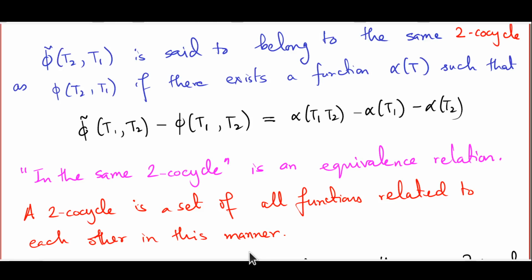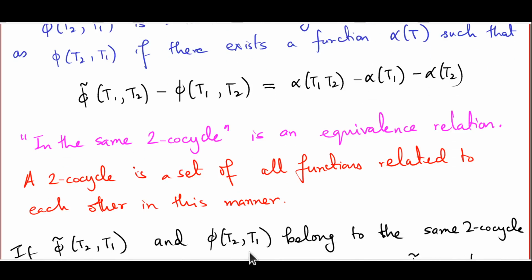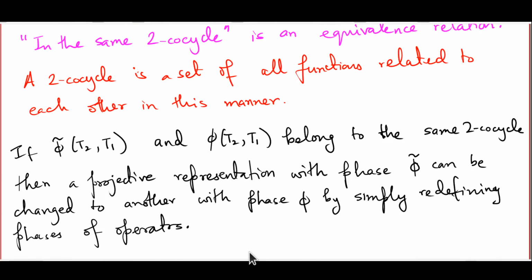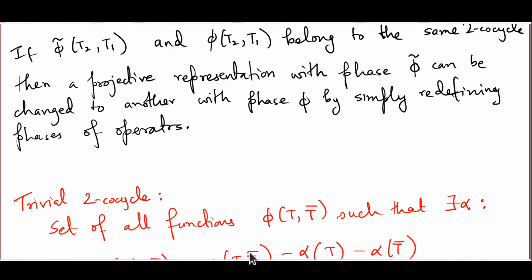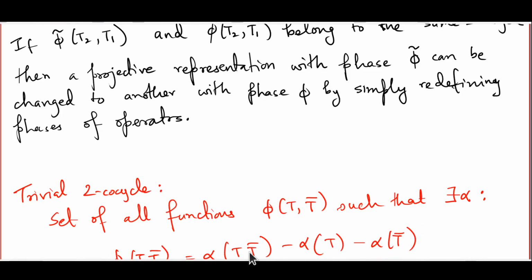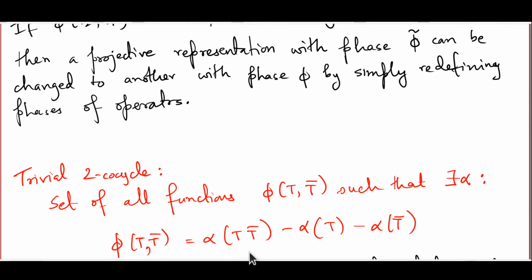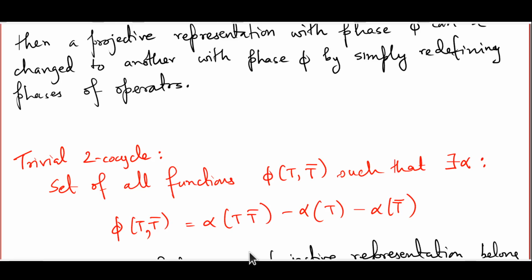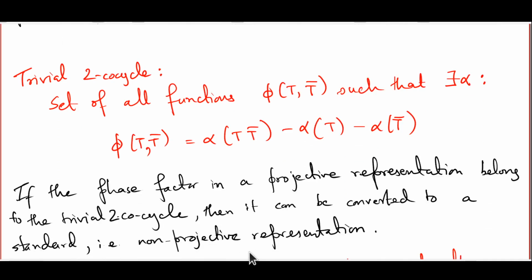And we have seen a special case of that for the trivial Tuco cycle. The trivial Tuco cycle is simply the set of all functions phi of t, t bar such that there exists a function alpha such that phi of t, t bar is alpha of t, t bar minus alpha of t minus alpha of t bar. And these are of course all functions which are Tuco cyclic with 0. And if the phase factor of a projective representation belongs to the trivial Tuco cycle, then it can be converted to a standard, that is a non-projective, representation. This is essentially what we have said earlier, but in a sort of converse way.